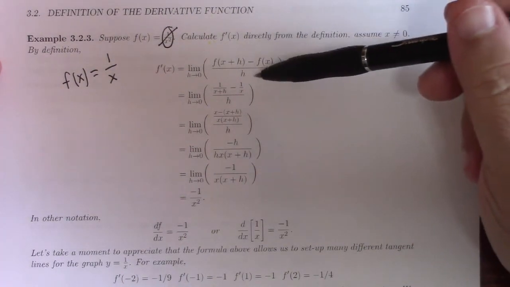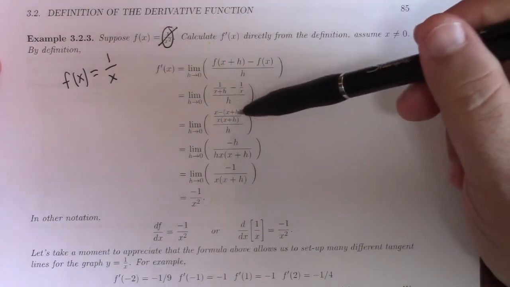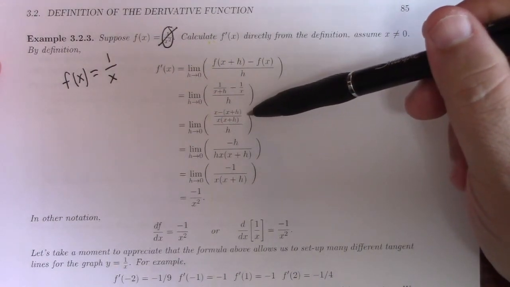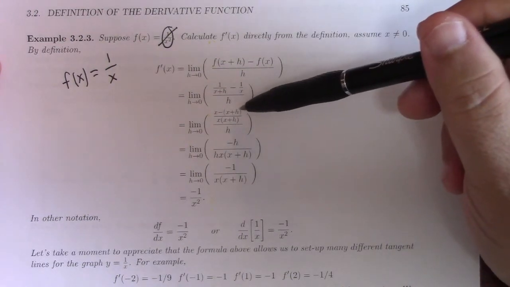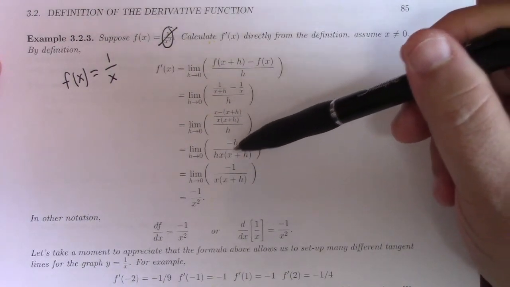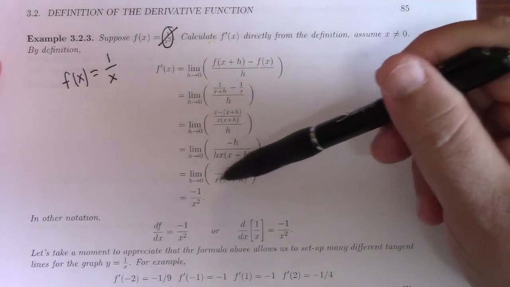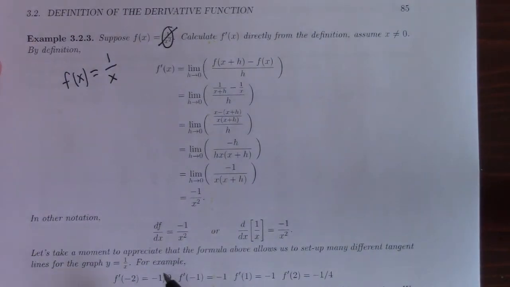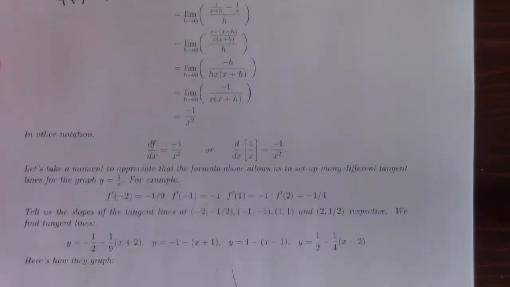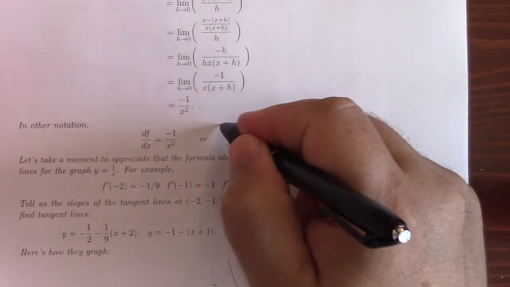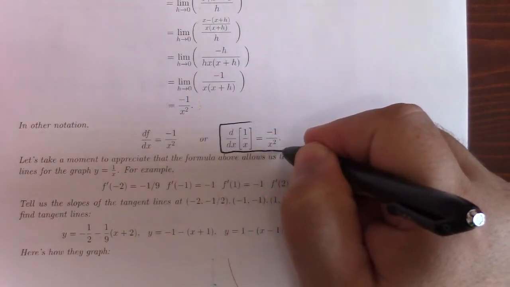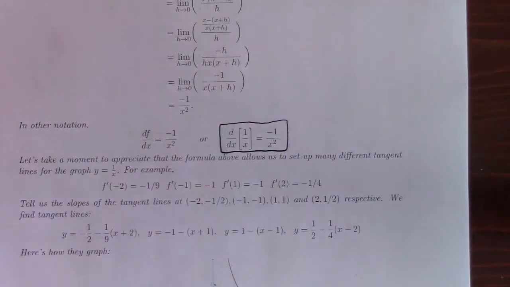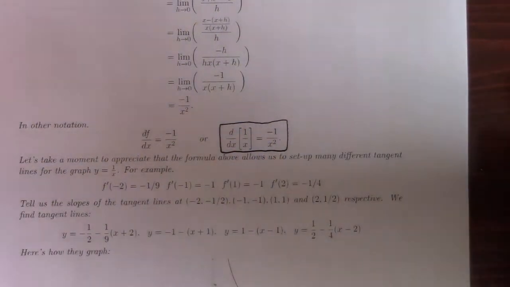Alright, so there we go. I make a common denominator here. Then the x's cancel. Then the h's reduce. Then you can plug in h equal to 0. You get minus 1 over x squared. And so what we get is that df/dx is minus 1 over x squared, or this right here, the derivative of 1 over x is minus 1 over x squared. Cool.